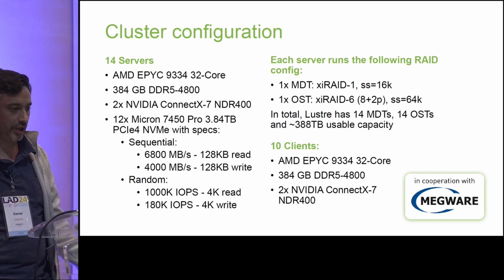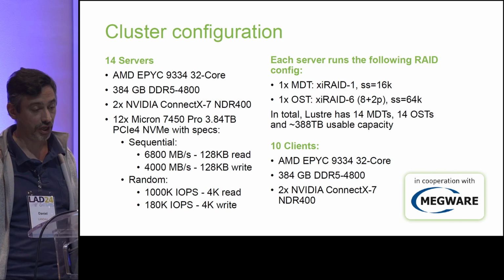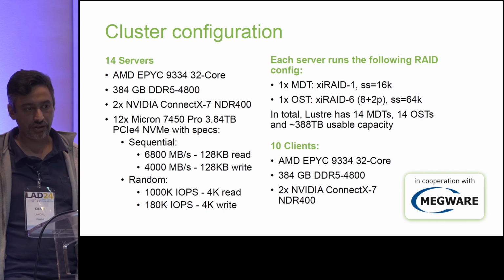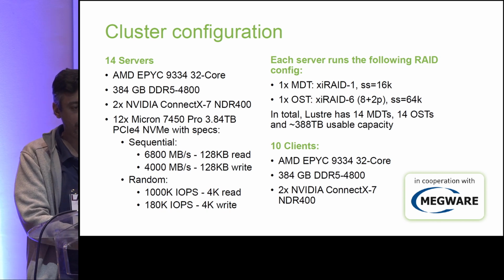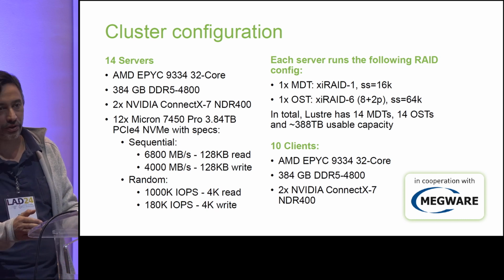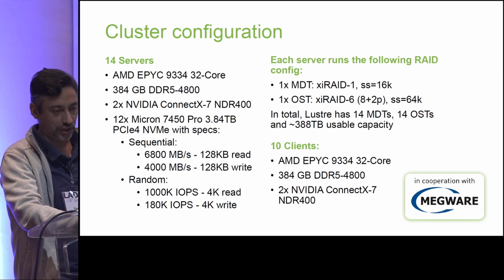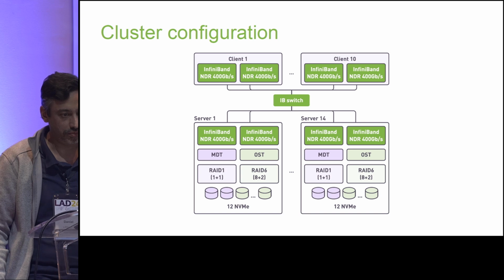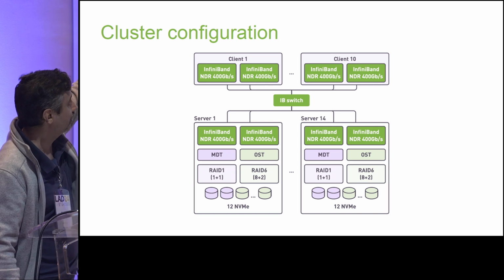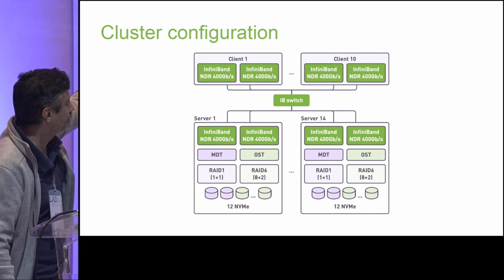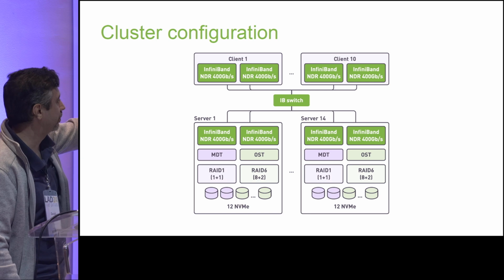So the total available capacity of the 14 servers was 388 terabytes. And they used 10 clients. The number of clients was chosen especially to compare the results with IO500 tests in the IO500 research 10 nodes category. Here is the scheme. Basically, it shows everything I just listed. So you see here 10 clients, InfiniBand network, InfiniBand cards, 14 servers, and RAIDs on them.